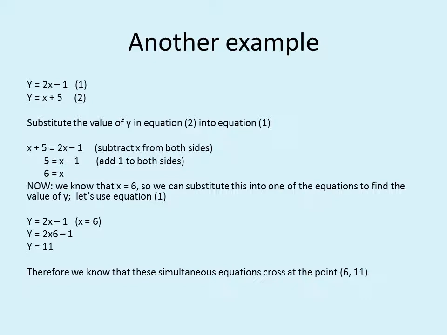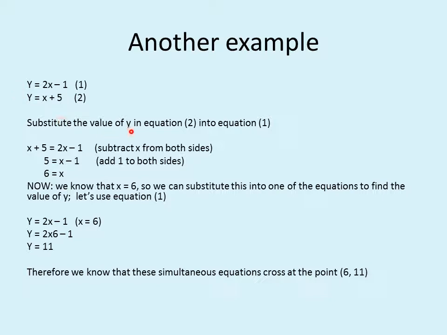We've got two different simultaneous equations to solve this time. The first equation is y equals 2x minus 1. The second equation, y equals x plus 5. Now we're looking for the point where these two lines cross. So we're looking for the point where the two y values are the same.